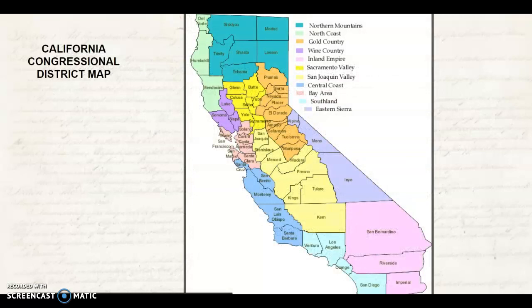Here is our California congressional district map. So you can see the different areas. Some are much bigger than others, and that has to do with population size, as well as other factors in determining what the lines are. So we can see the different congressional districts, right? Here I am down in San Diego. I'm a little bit cut off actually. So there are the different congressional districts of California.